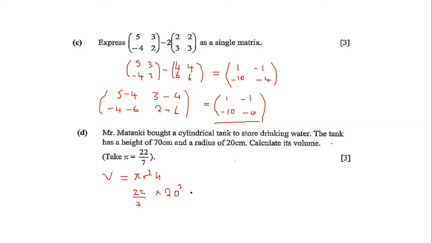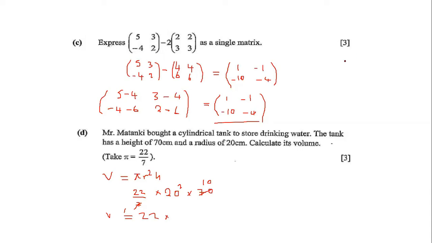Okay, 20 squared multiplied by the height, which is 70. The best way to deal with this one is to reduce the numbers. So 7 in here, 1. Then 7 in here becomes 10. Here we have reduced a bit, so this one will be equal to 22. So 22 multiplied by 20 squared.